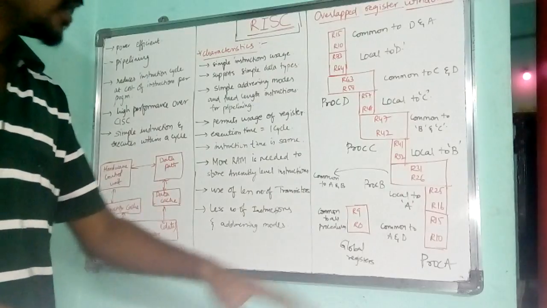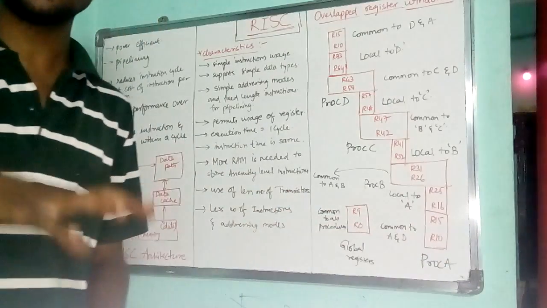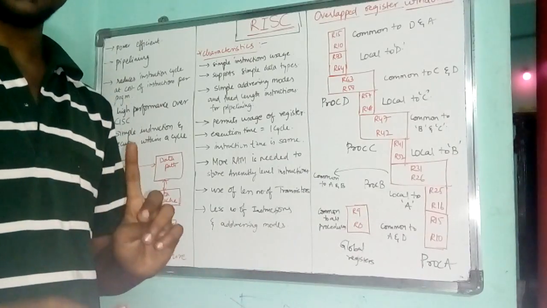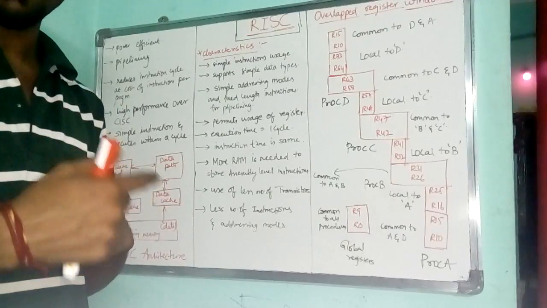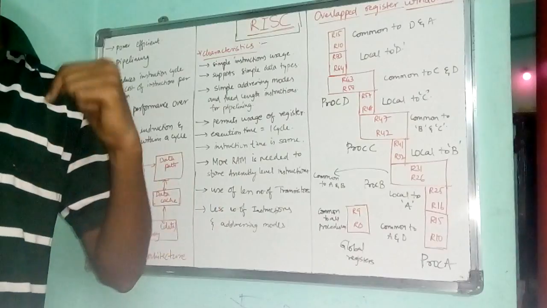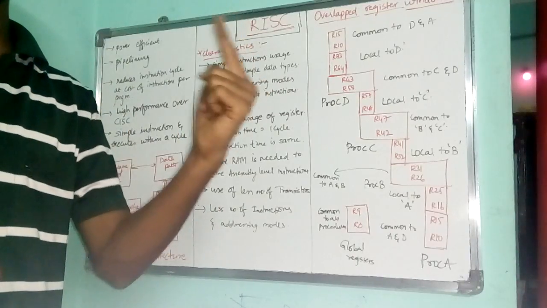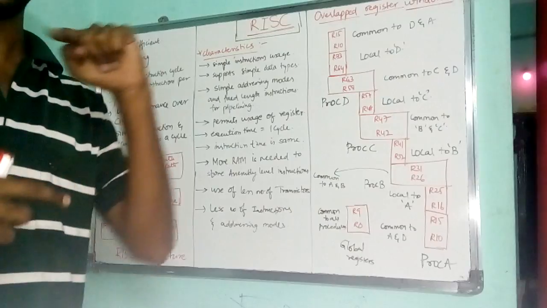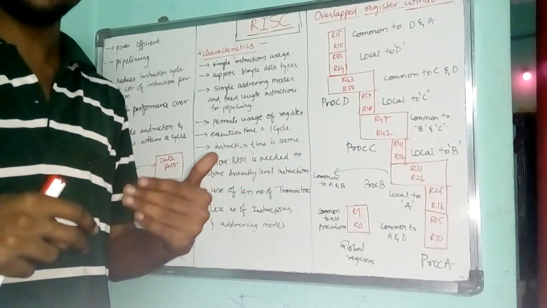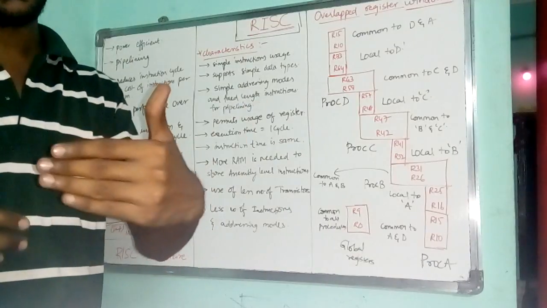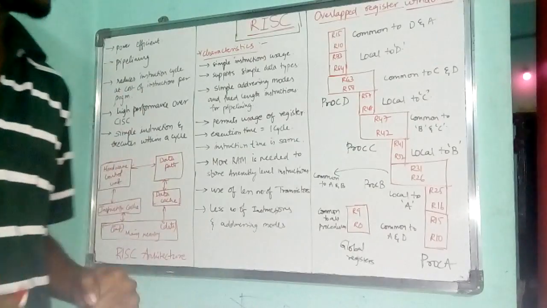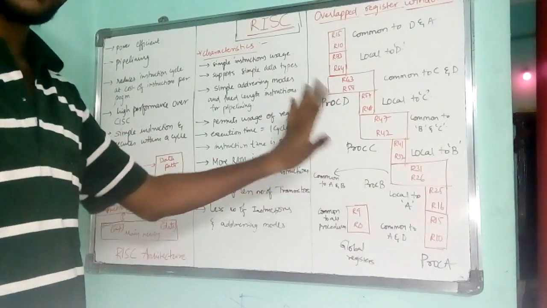Before going there, these windows are created using pointers. Whenever we call the procedure, a pointer is created and that pointer refers to a new window. If we increment the pointer, that creates another register window. And if we decrement the pointer, it deallocates the window and points to the previous register window.